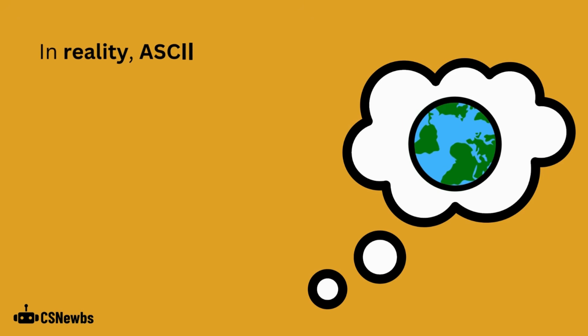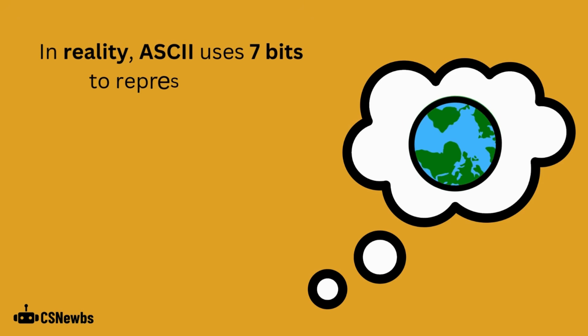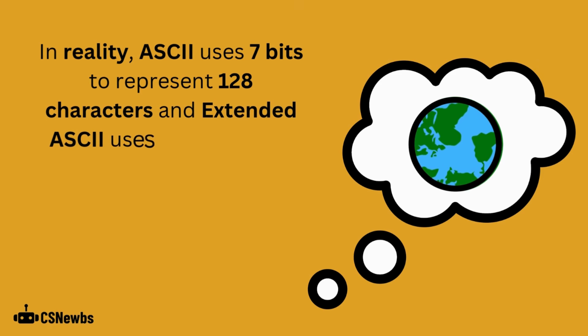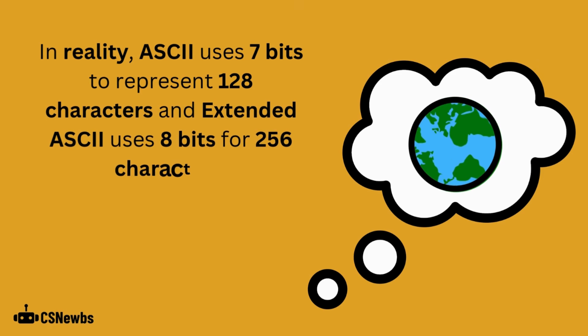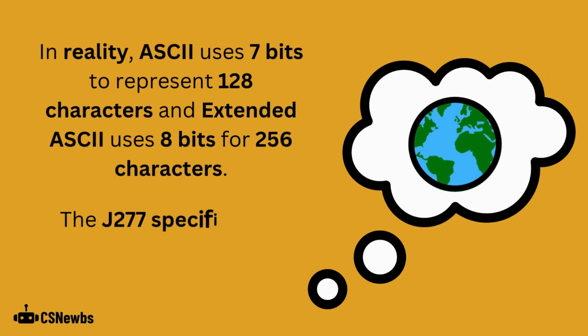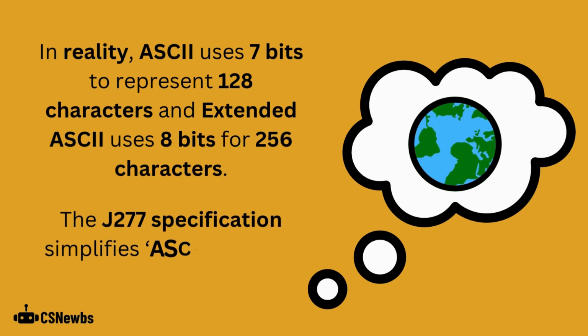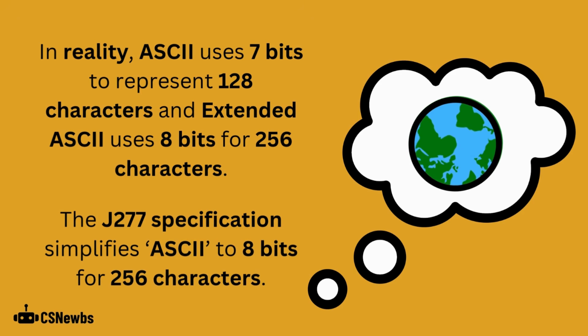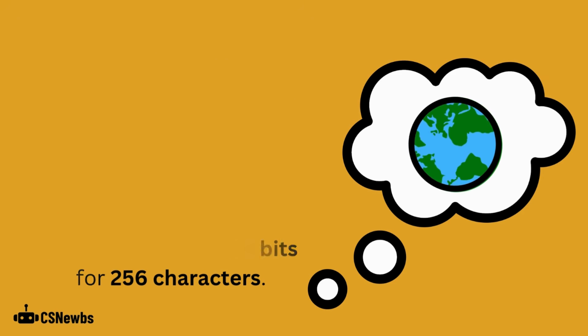It is important to know that in reality, ASCII actually uses 7 bits to represent 128 characters, and a version of ASCII called Extended ASCII uses 8 bits for 256 characters. However, the OCR GCSE J277 specification simplifies ASCII to meaning 8 bits for 256 characters, which is what will be expected in the exam.